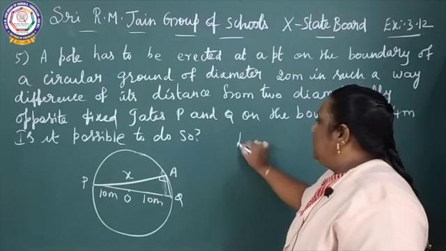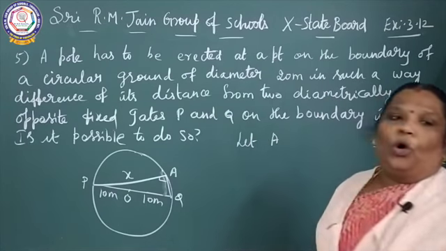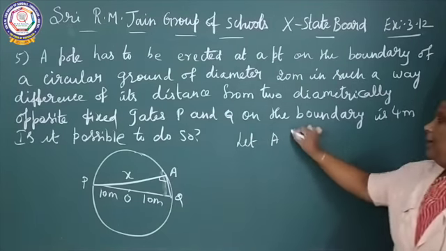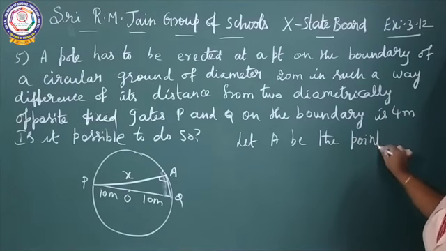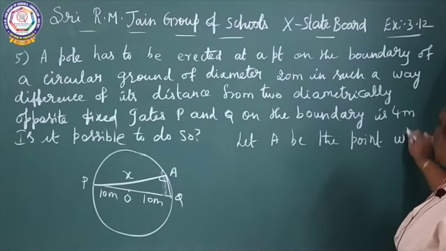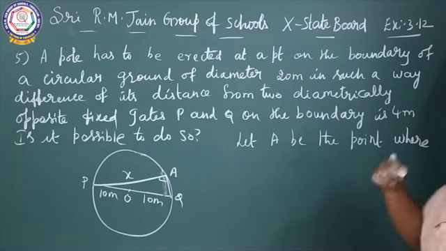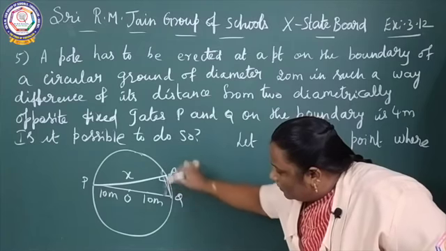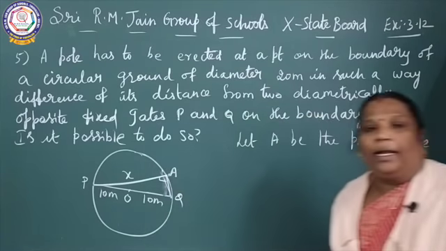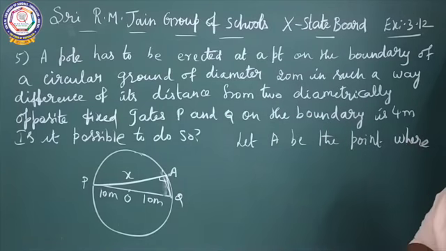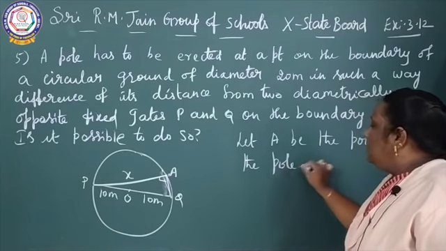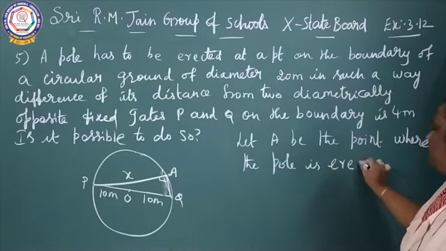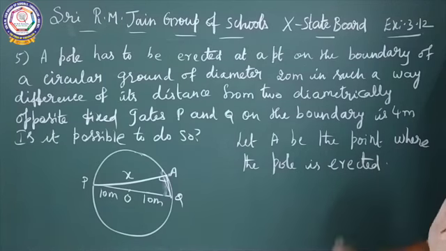Let A be the point where the pole is erected. It is nothing but a straight pole. What is the next one?